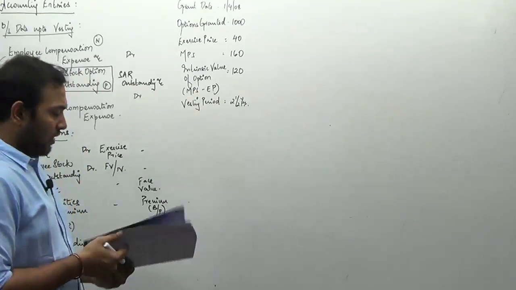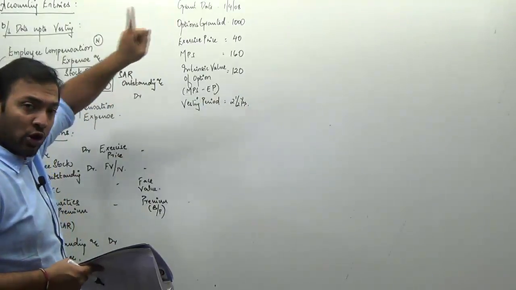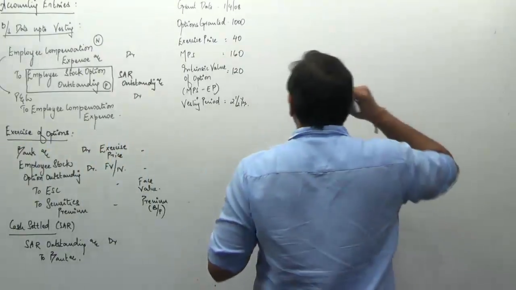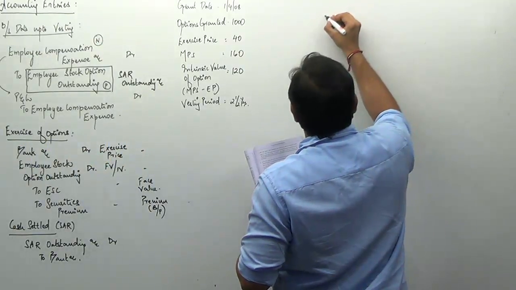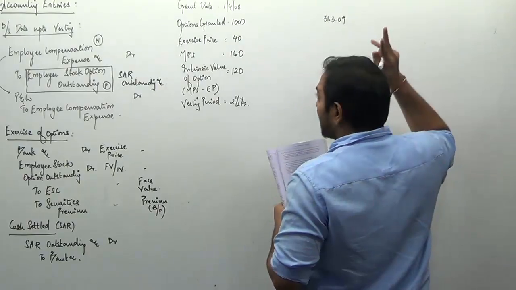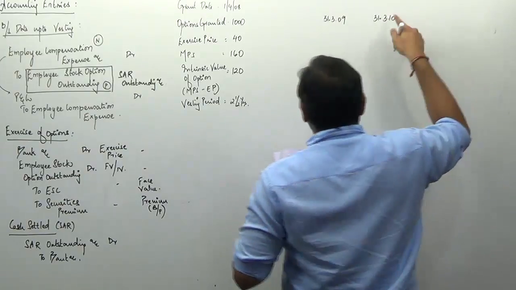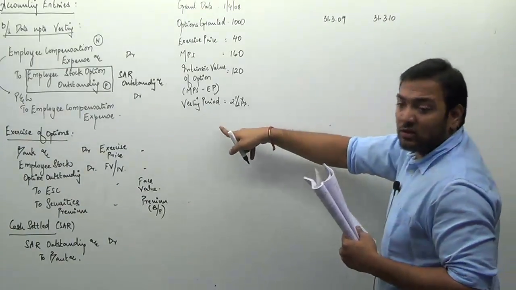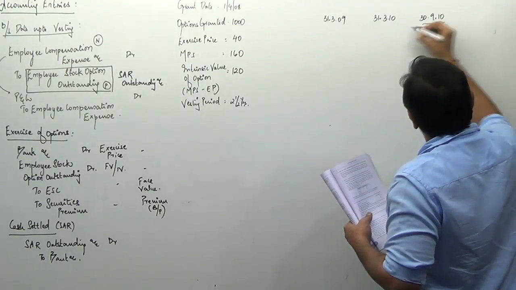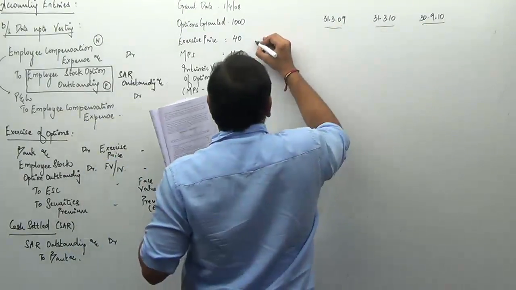Come on, guys. If the grant date is 1/4/2008, then when do I record my first entry? On the first balance sheet date after your date of grant. What is the first balance sheet date after your date of grant? Be very careful with this, guys. The first entry is to be recorded on 31st March 09. Second entry, next balance sheet date, 31st March 2010. I don't need the next balance sheet date because my vesting period is only 2.5 years. So I'll take this as 30th September 2010.